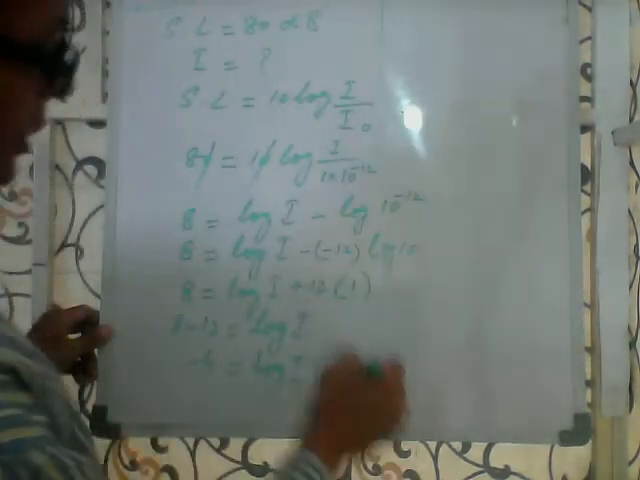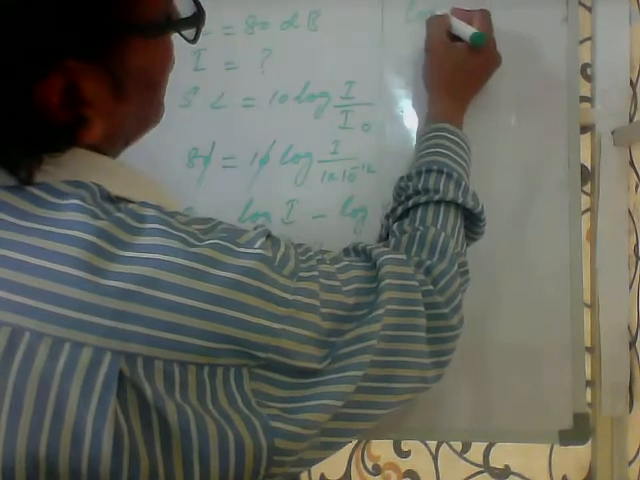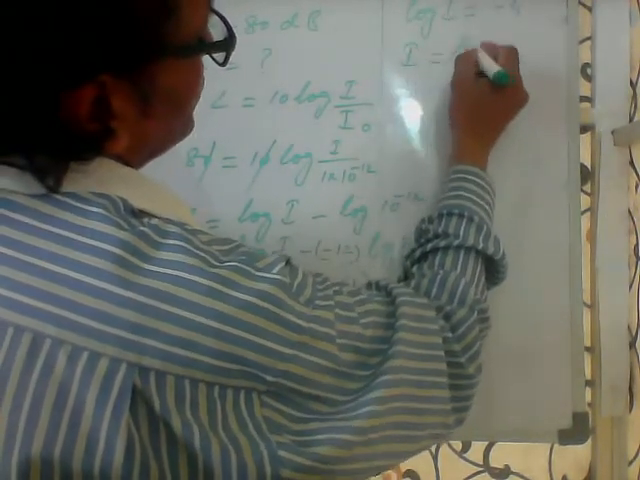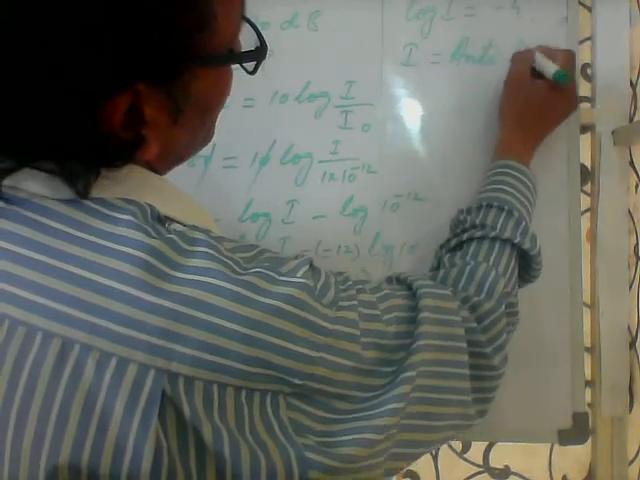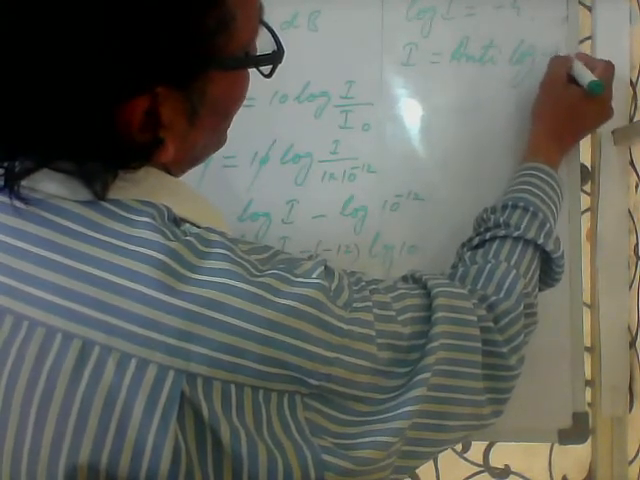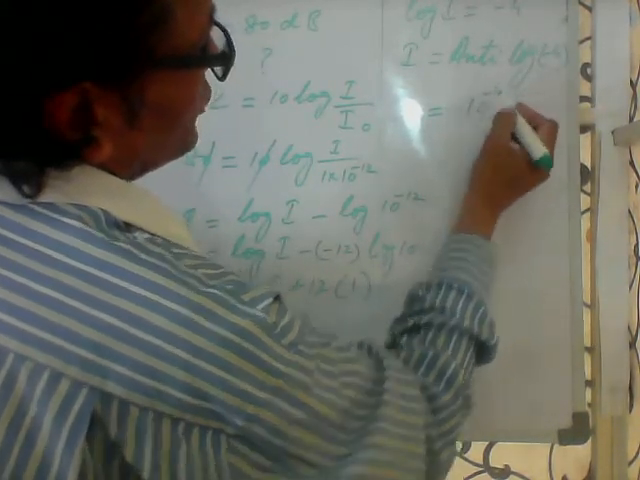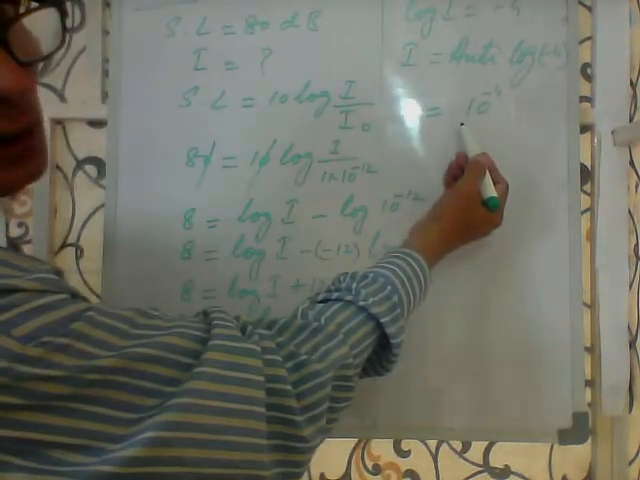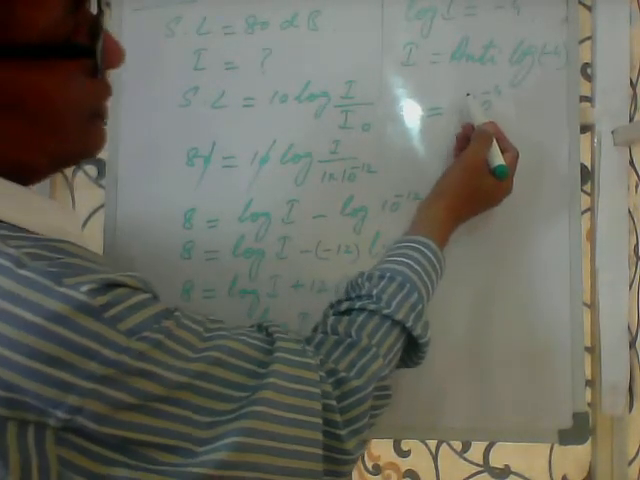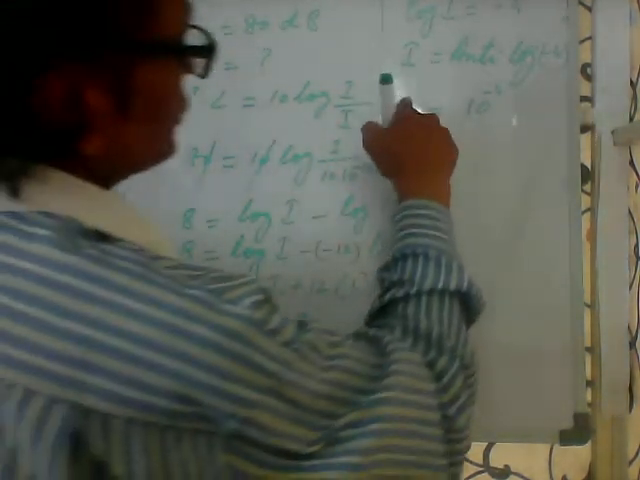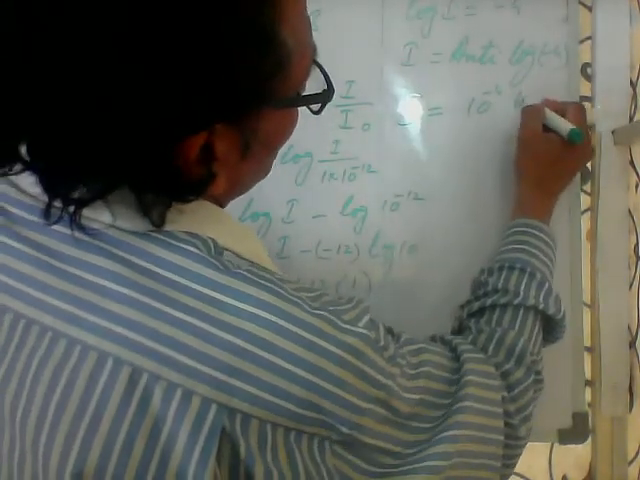Now solving it, what do we get? Log of I is equal to minus 4. I is equal to anti-log of minus 4. And what is anti-log of minus 4? 10 to the power minus 4. You write it as 10 raised to the power, whatever the anti-log is to be formed. So we got I is equal to 10 raised to power minus 4 watt per meter square.